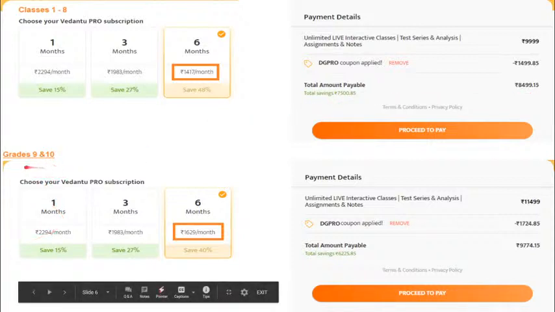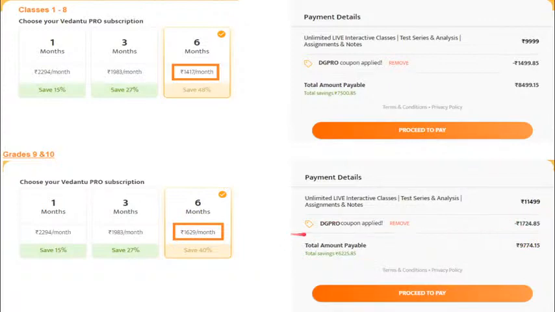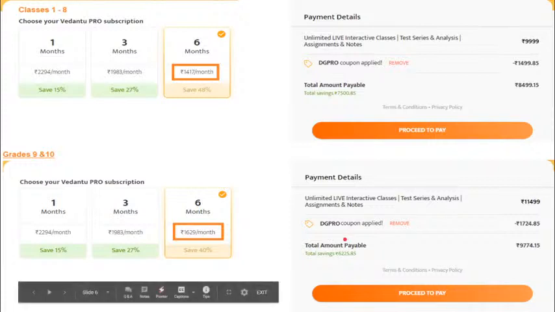If you're in 9th or 10th grade, again, the 6-month subscription is the best one because you save a flat 40%. In the 3-month subscription, you save 27%. In a 1-month subscription, there's a saving of 15%. So why not save more? The longer the duration, the more the saving. Usually the price is 11,499, and if you use the coupon code DG Pro, you get a discount of 1,724, and the price comes down to 9,774.